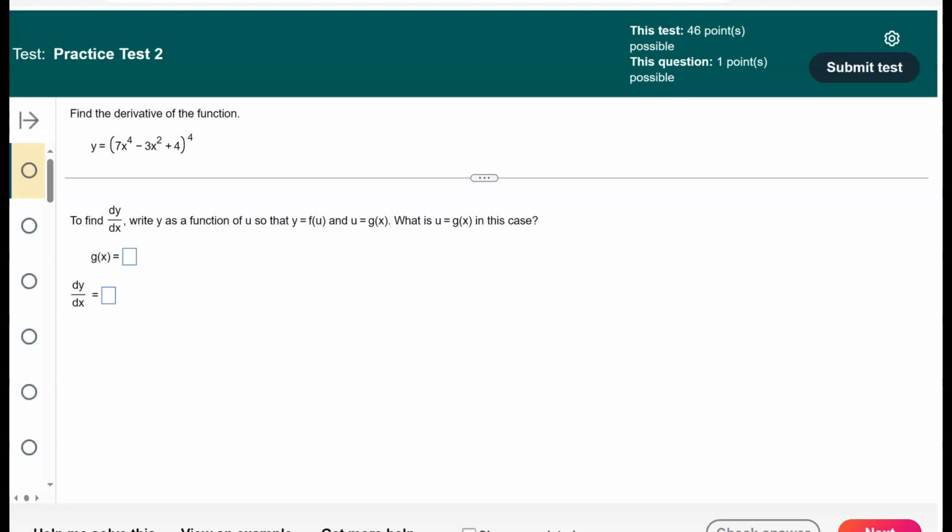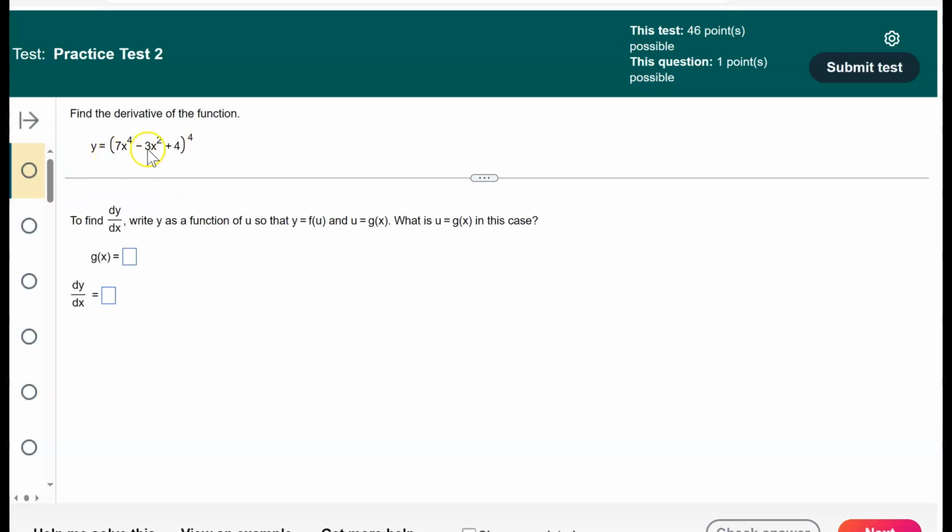Hello everybody, let's go over some of the questions from the practice test. Right, number 1, find the derivative of the function y equal to the quantity of 7x to the 4th minus 3x squared plus 1 to the 4th power.